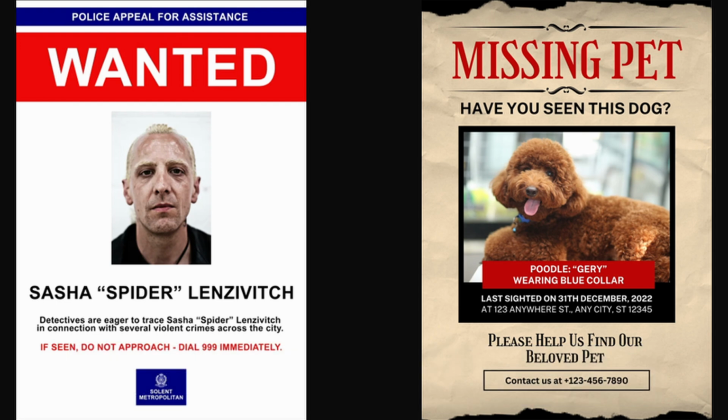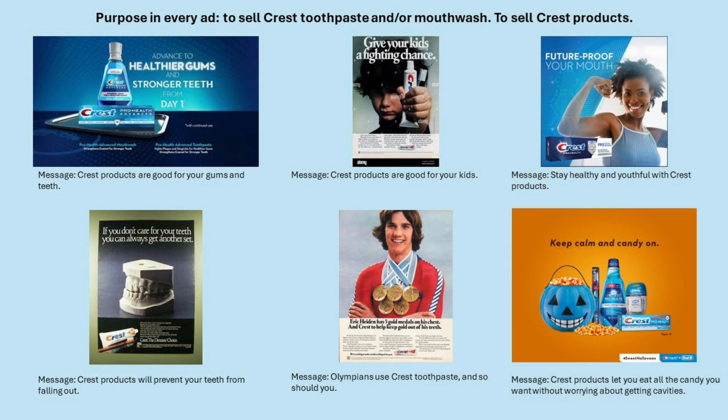So let's look at our Crest ad again. But this time, we will pick out some of the rhetorical situation elements. Remember again, the purpose of all of these ads are to sell Crest products. They rely on different means of persuasion, logos, ethos, and pathos, but what also can we determine about them considering the rhetorical situation? The ad on the top left is probably for an adult audience.